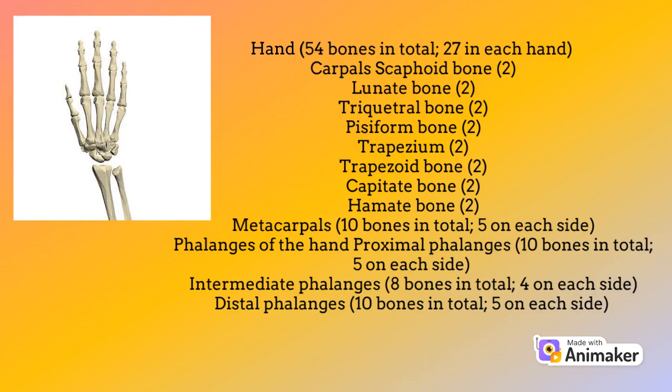Hand: 54 bones in total, 27 in each hand. Carpals: Scaphoid bone 2. Lunate bone 2. Triquetral bone 2. Pisiform bone 2. Trapezium 2. Trapezoid bone 2. Capitate bone 2. Hamate bone 2. Metacarpals: 10 bones in total, 5 on each side. Phalanges of the hand: proximal phalange.